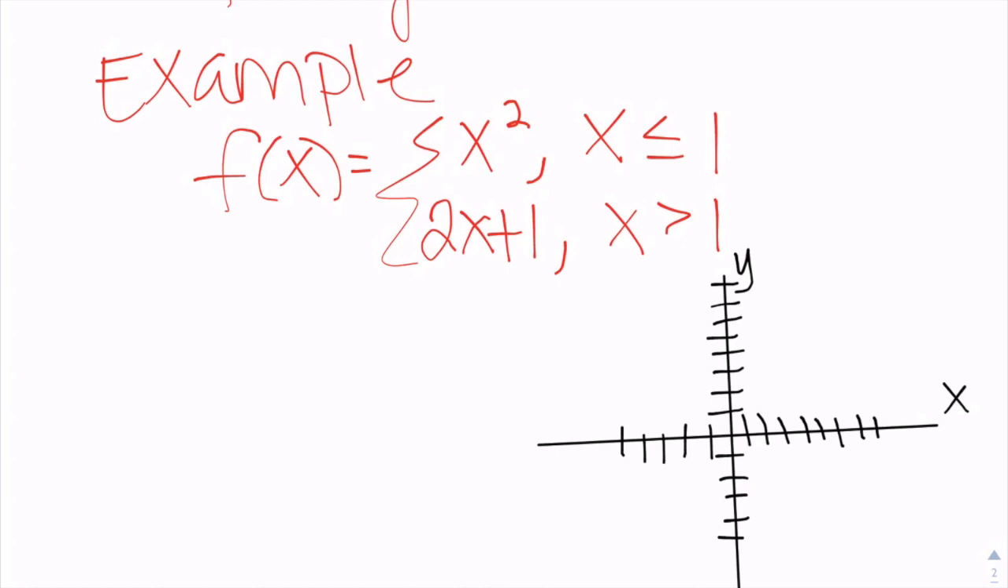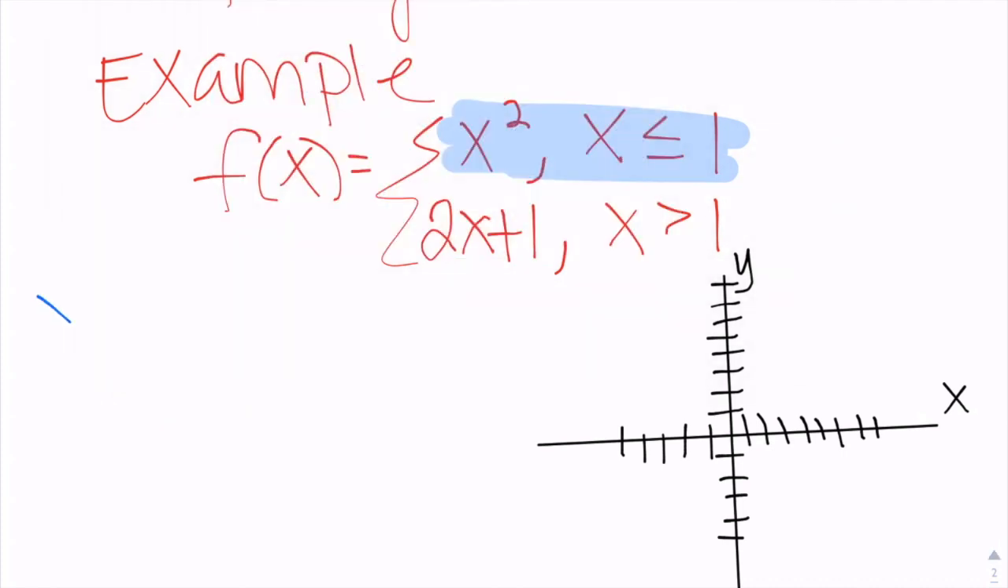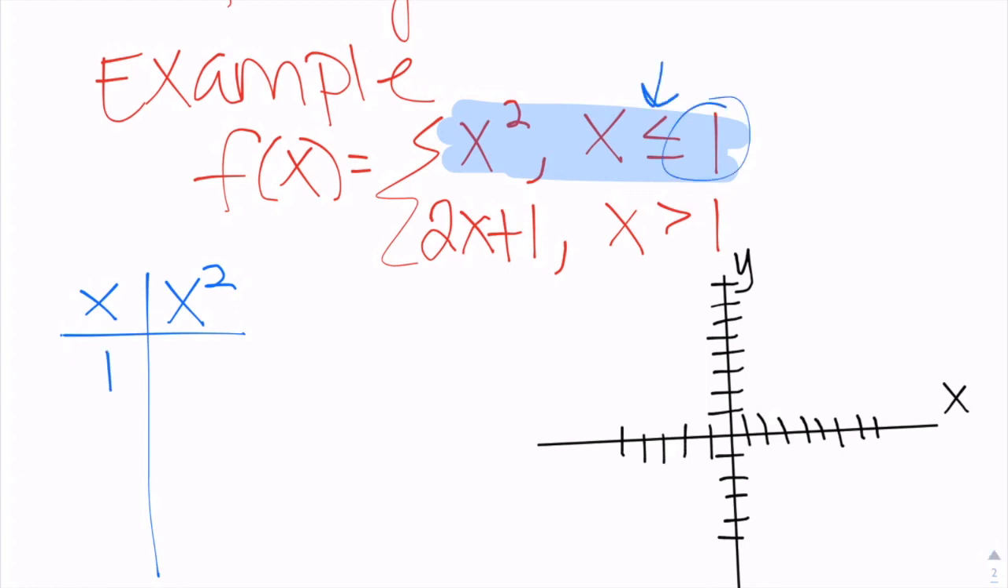And then I'm going to make two different tables. I'm going to start with the first rule, x squared, and make a function table for that. So we have x and then x squared as our y column. We're going to start at this value here of 1. It's a less than or equal to sign, so we're going to have a closed circle right there. And then we're going to go to values less than, so that's going to go to 0, -1, -2, and then that's going to continue forever with an arrow on the end.